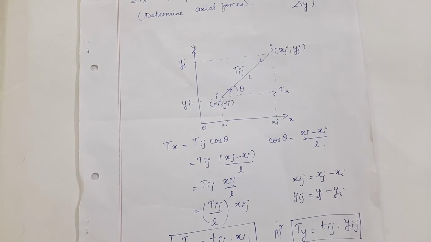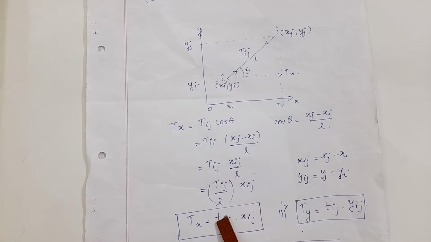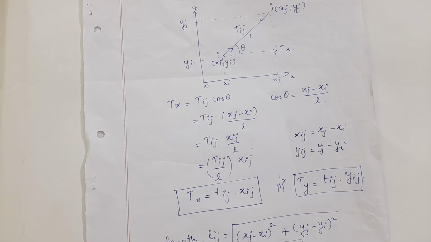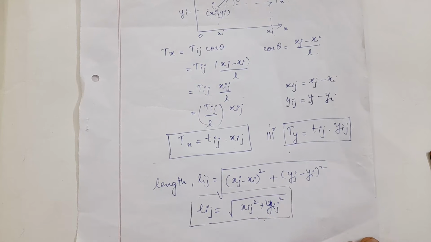So what we have learnt here: what is tension coefficient? The force in the member to its corresponding length, and the horizontal component of the inclined force and the vertical component of the inclined force can be determined as the product of tension coefficient and its corresponding coordinate. If it is along x direction, it will be xij. If it is along y direction, it will be yij. And length of the member Lij is root of xij squared plus yij squared. Since it is two-dimensional, we write only x and y coordinate. When we come to space truss, we go for z coordinate.